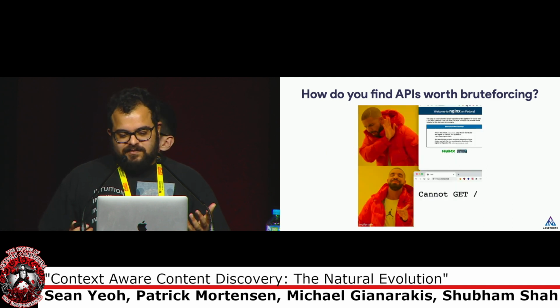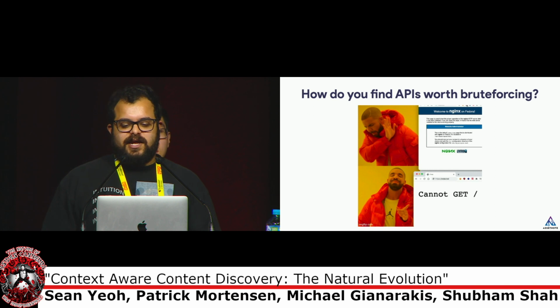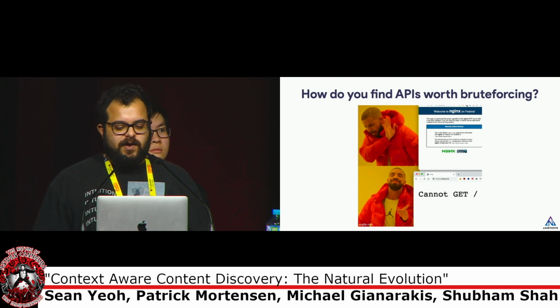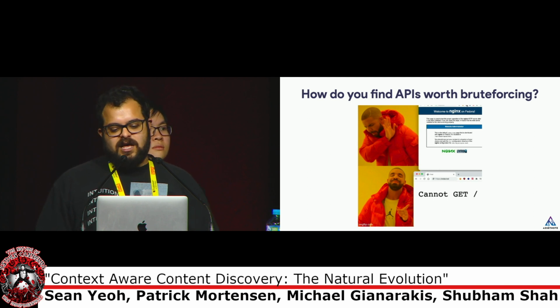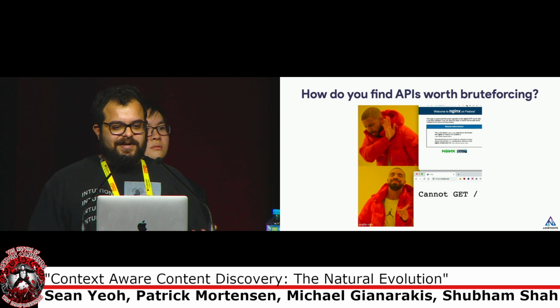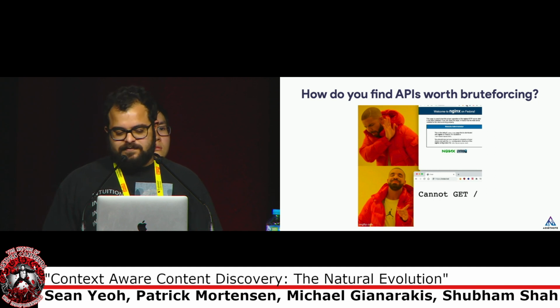So here's a meme: "cannot GET /", which is the default response from Express when it can't find the route that you're trying to request. Now, I love that response because it tells me that it's an Express JavaScript Node.js server, which means that it's most likely running API endpoints, which means it's most likely a good candidate to put through something like Kiterunner.